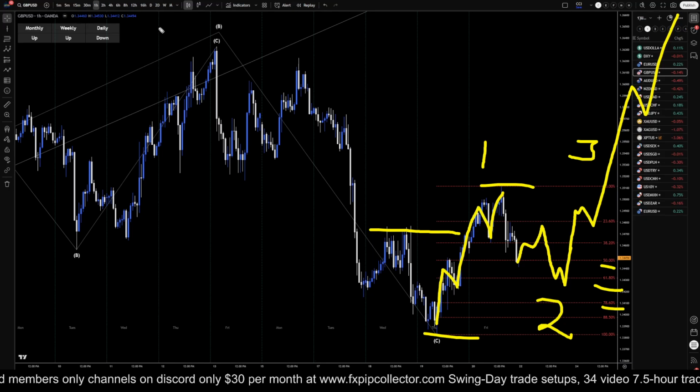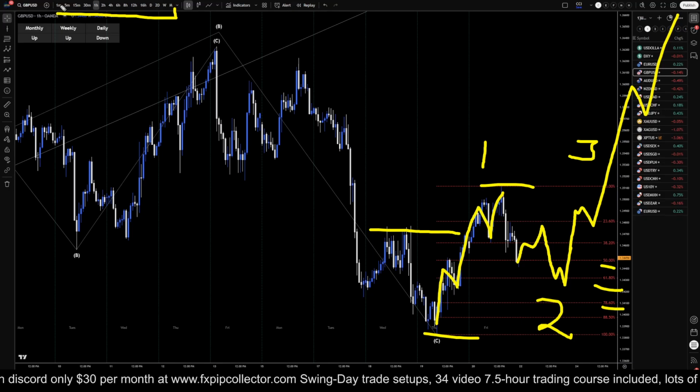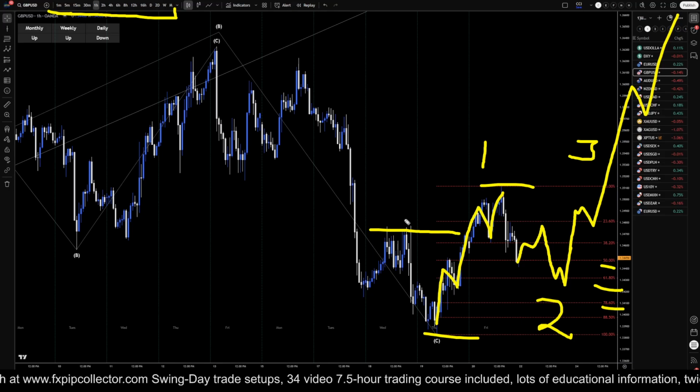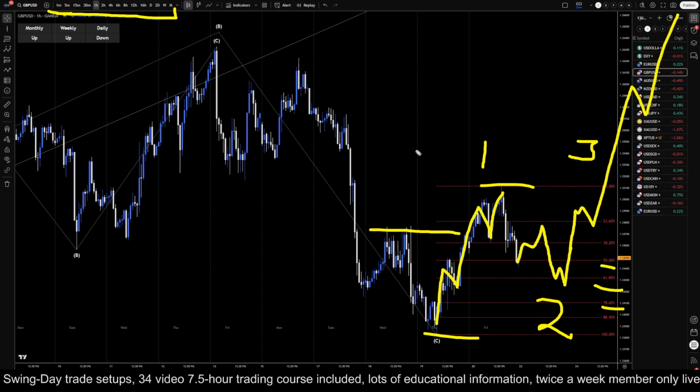So hopefully everybody sees the importance of the full top-down analysis, even if you are trading like the 1 minute, 5 minute time frame. The primary direction on the higher time frames is definitely going to keep you trading in the right direction more often than not.